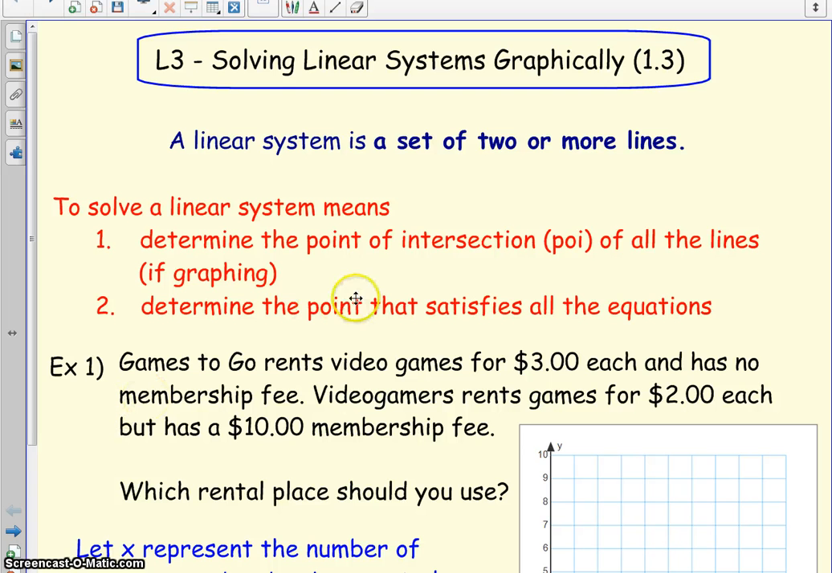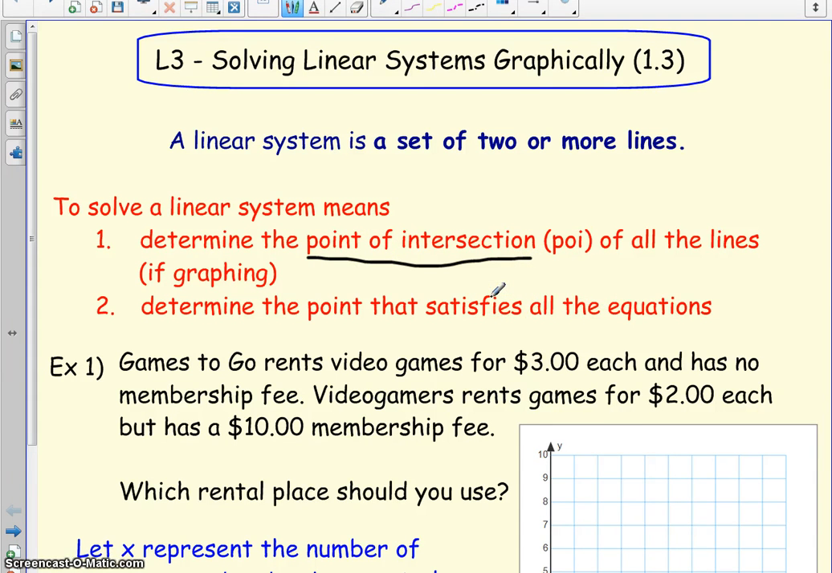Now, 99% of the time it's going to be just two lines, but it is possible to have more of them, more than two. But really, if you're looking to solve a linear system, all it means is you're looking to find the point of intersection, or POI, of all the lines involved in the system. And that's what you would have done back in grade 9.